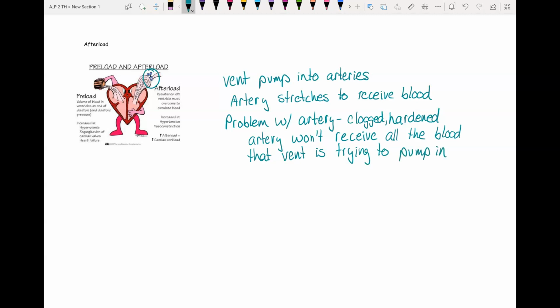So your heart is working really hard and it's trying to maintain this cardiac output and pump the blood in there, but the arteries won't receive it. And that is called afterload, because what this ends up doing is it increases your end systolic volume. There's more blood left in the ventricle after your heart beats because the artery refused to receive that blood. And that higher end systolic volume is the afterload. It's what the arteries refuse to receive.